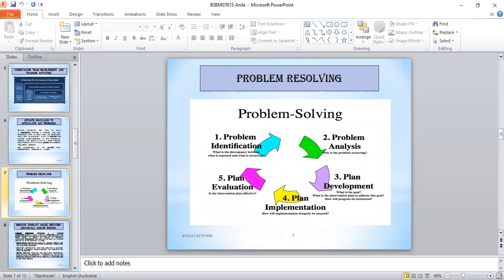Then comes problem solving. In problem solving, we can follow a cycle, wherein we can first identify the problem: what is the discrepancy between what is expected and what is occurring. Then we can analyze the problem: why is the problem occurring. Then we can plan a development: what is the goal, what is the intervention plan to address this goal, and how will progress be monitored. Then we can implement the plan: how will implementation integrity be ensured. Then we can evaluate the plan: is the intervention plan effective.